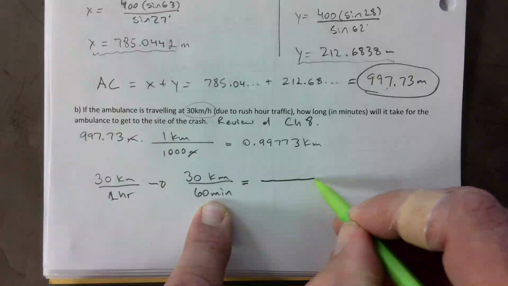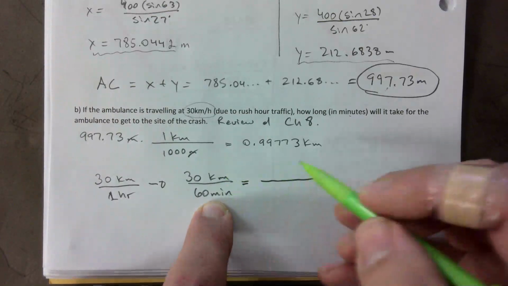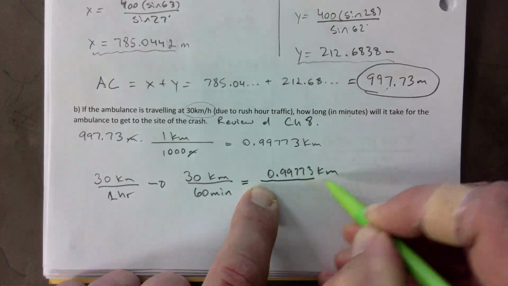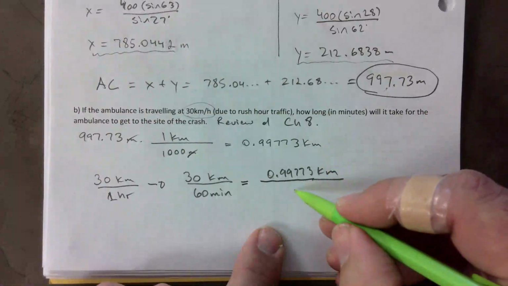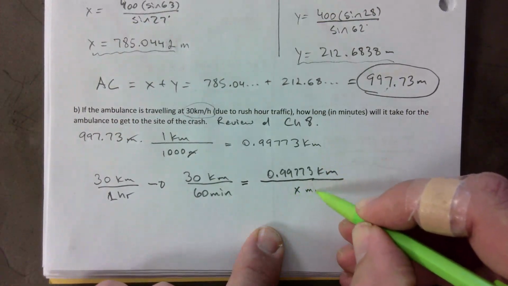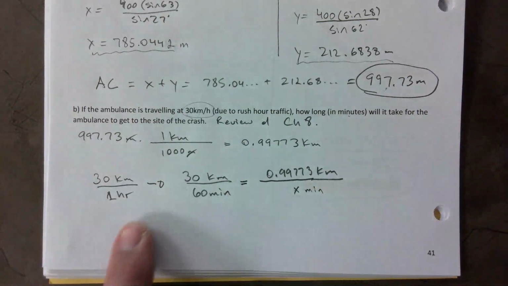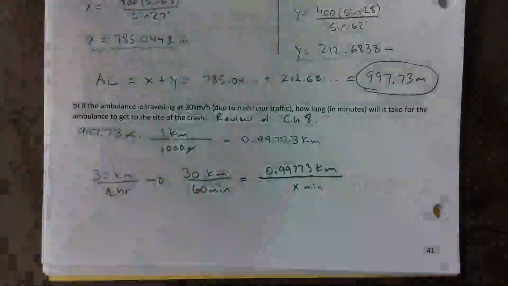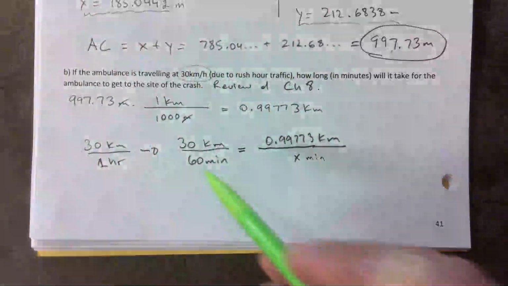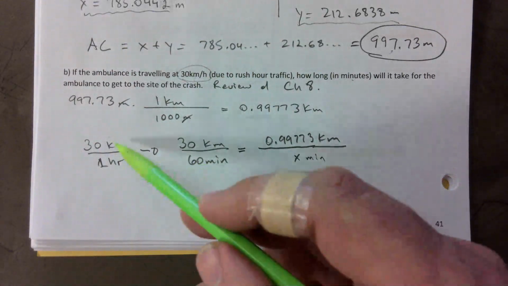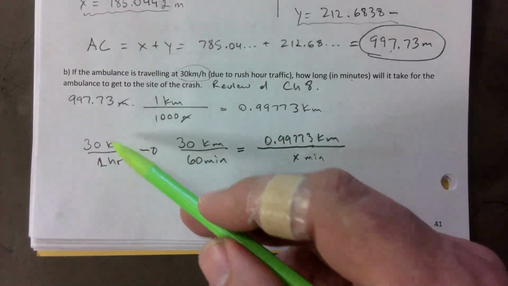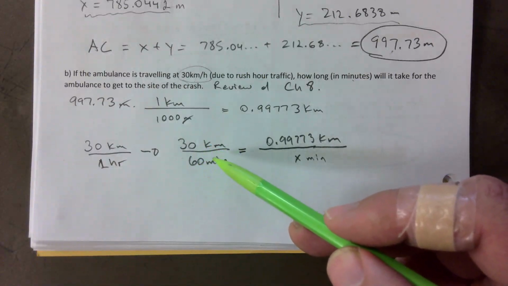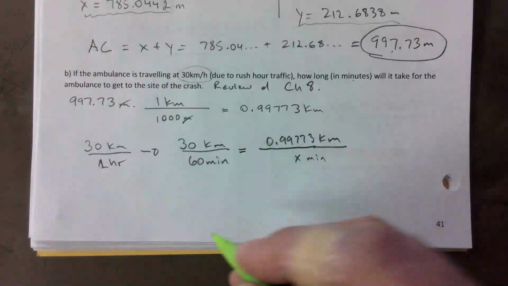Then you just say, well, if this is true, 30 kilometers in 60 minutes, then how many minutes will it take to travel this many kilometers? This is my x in minutes. So I don't have an equal sign. I'm just going to rewrite this as a rate in minutes. This is not a unit rate. Do you remember unit rates? A unit rate is something per 1. This is no longer a unit rate, but it's still a rate, okay? Just so you know.